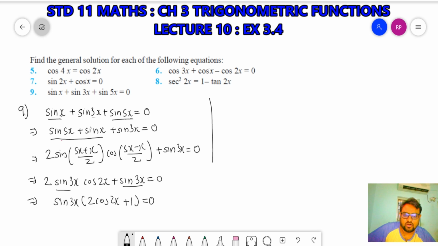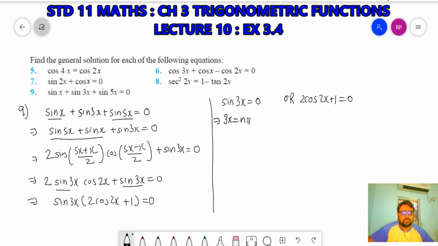Okay. So now what does this mean? Either sin 3x is equal to 0 or 2 cos 2x plus 1 equal to 0. Okay, first let's solve this. Sin 3x is equal to 0. When does the value of sin x equal 0? The value of sine is 0 at n pi. So this implies 3x is equal to n pi and x equal to, when 3 goes on this side, it will be divided, n pi by 3 such that n belongs to z.